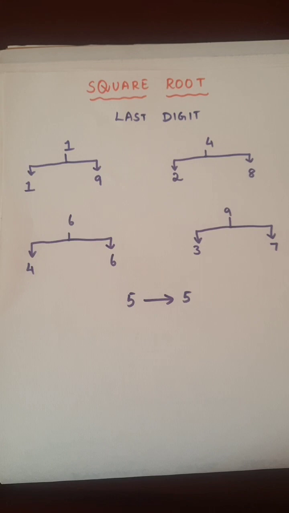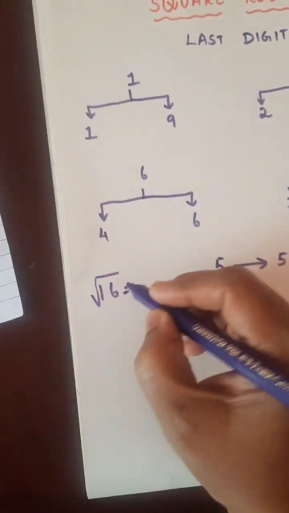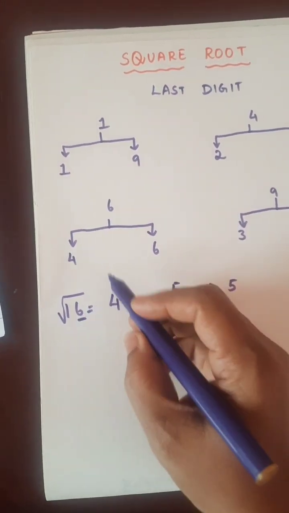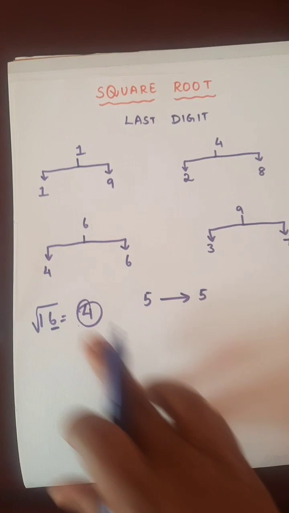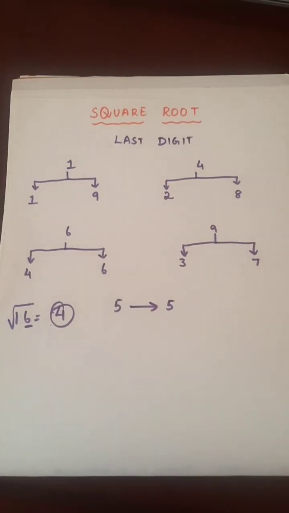For example, if we have 16, the square root of 16 is 4. So the square number ends with 6, and the square root of that number ends with 4 or 6. In this case, it is 4. Now I will explain with some examples.